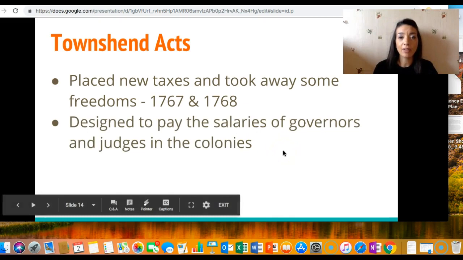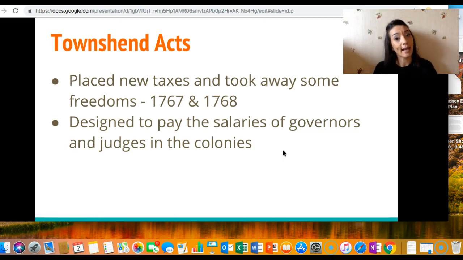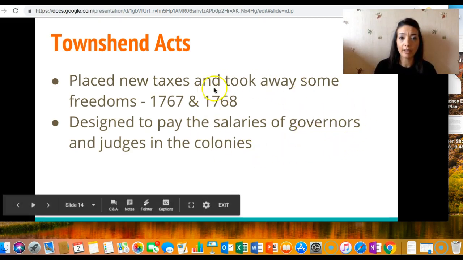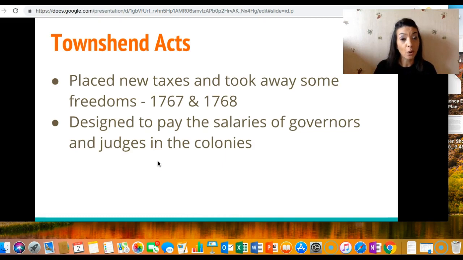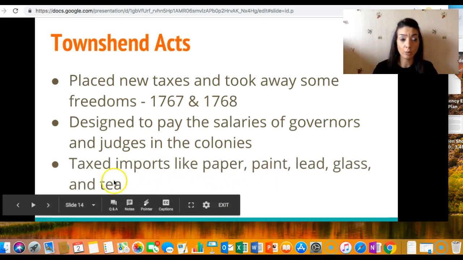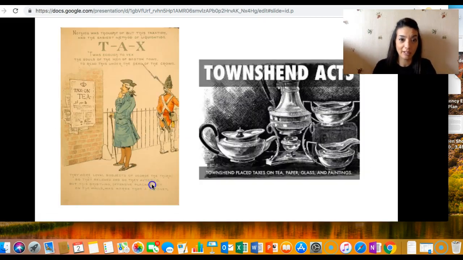Now, the idea with the Townshend Acts is that the money generated from the taxes was supposed to pay the salaries of governors and judges. Somebody has to pay them, and the British government was paying them. So they were trying to generate money from the tax to pay the governors and judges. Okay, so what they decided to do was to put tax on imports like paper, paint, lead, glass, and tea. And this last one is going to lead us into the Boston Tea Party. So hold the phone on that one. We get to learn about that one pretty soon.